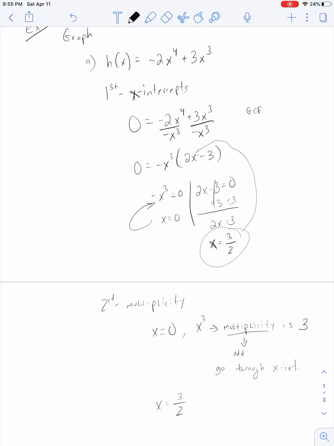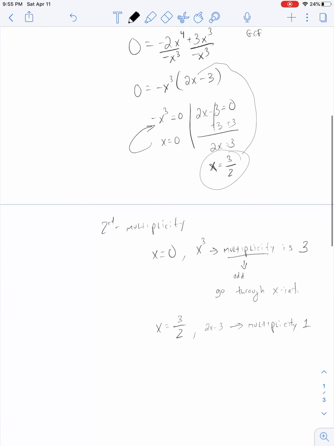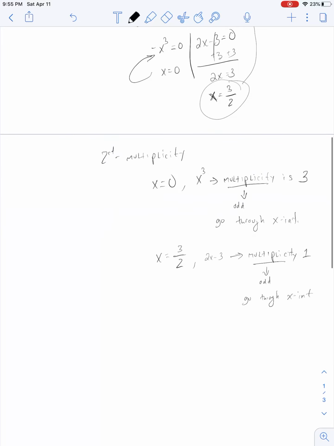that was linear. That comes from 2x minus 3, which has a multiplicity of 1. That, once again, is odd. So because it's odd, it's going to go through the x-intercept.